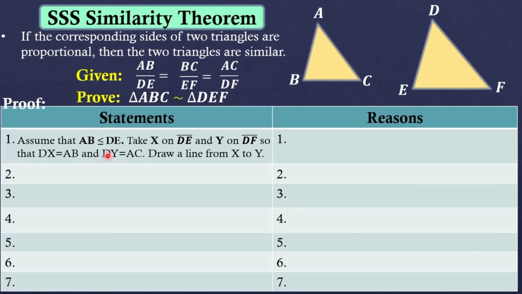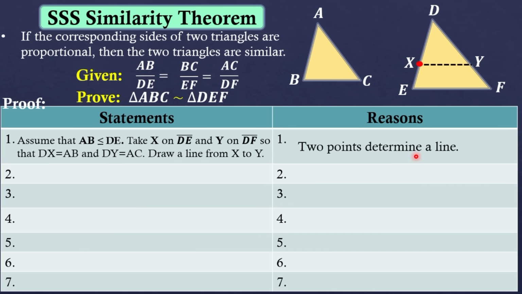So, our statement number 1, let us assume that AB is less than or equal to DE. So, kung yung AB mo is less than or equal to DE, ibig sabihin, proportional po yan. Okay? And then take X on segment DE. So, maglagay daw po tayo dito ng point X. And then Y sa segment DF. Okay? So that DX, this segment is congruent to this segment. And then DY is congruent to this segment. Okay? So, DX is equal to AB and then DY is equal to AC.